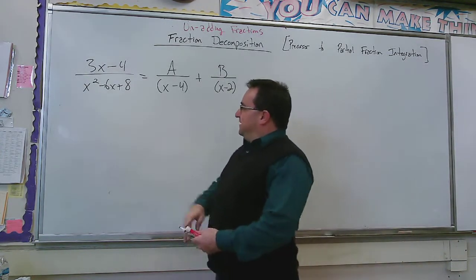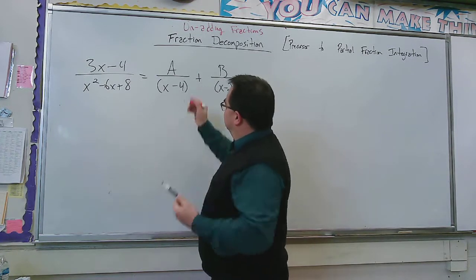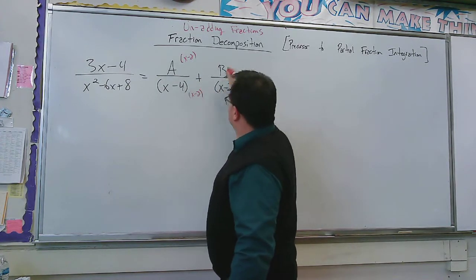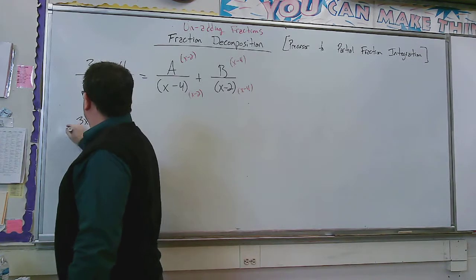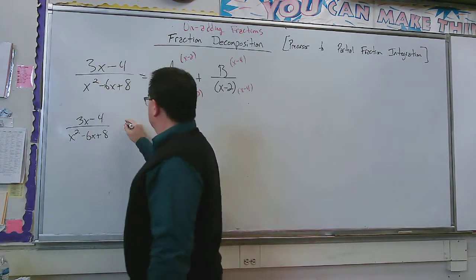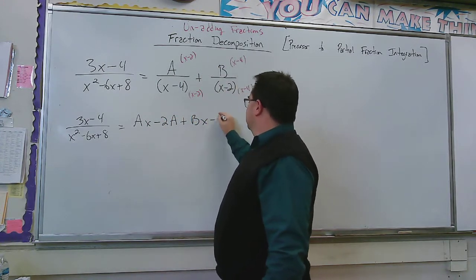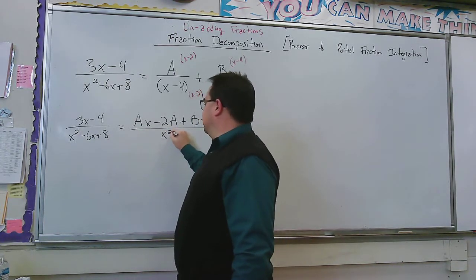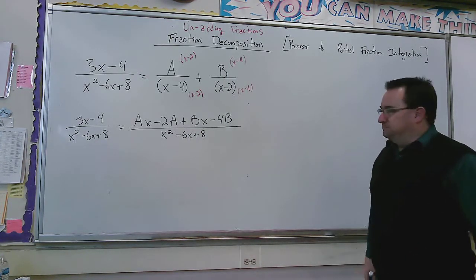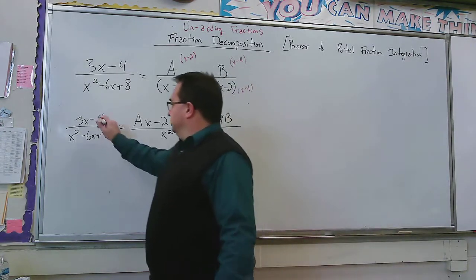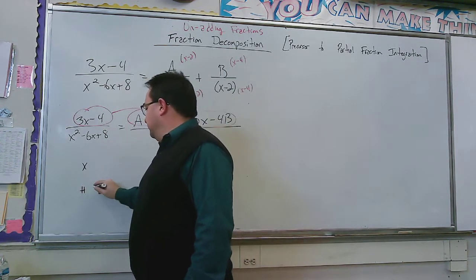Once I have this set up, then I forget about the left-hand side, and I just start adding these fractions. So I'm going to multiply this fraction by x minus 2, and this one by x minus 4, top and bottom. And that will give me ax, I'm going to skip a step here, minus 2a plus bx minus 4b over that denominator. Because I know they're going to have common denominators, I just added them up. Well, in order for that to be true, this numerator has to be the same as this numerator. So I'm going to have an x equation and a number equation.